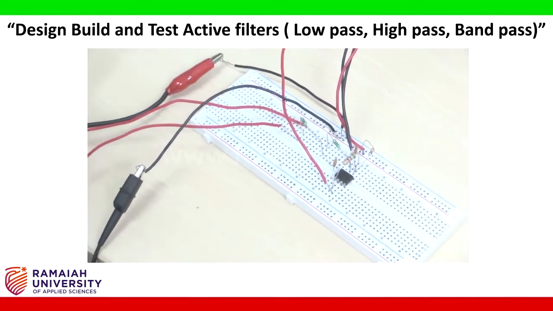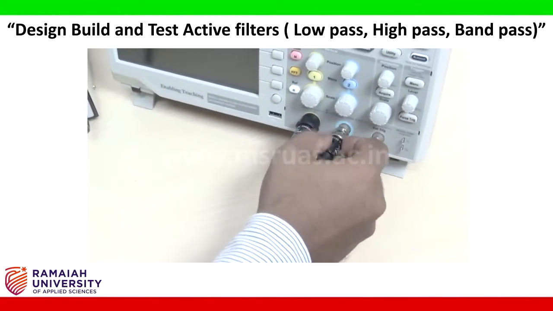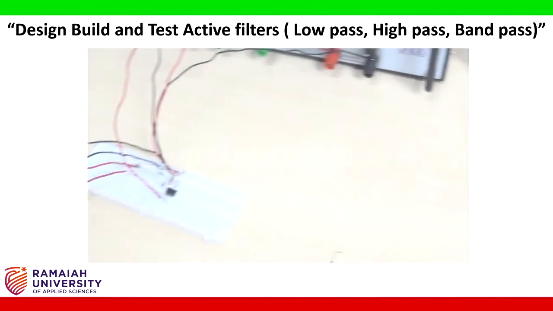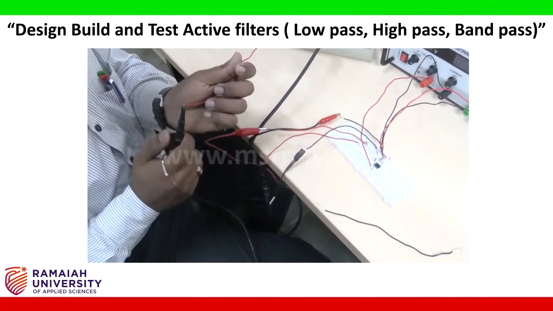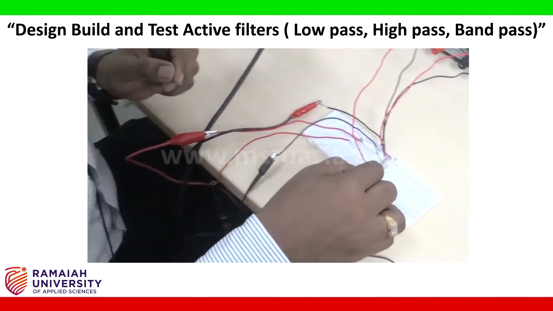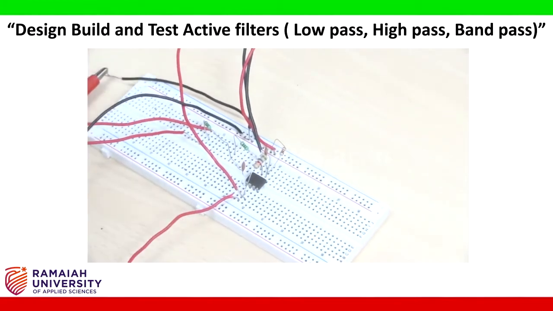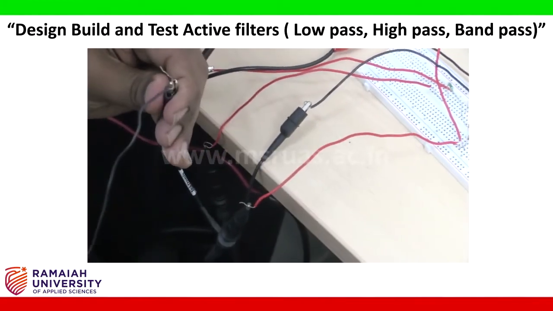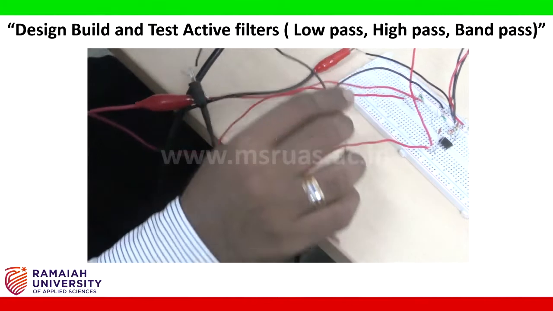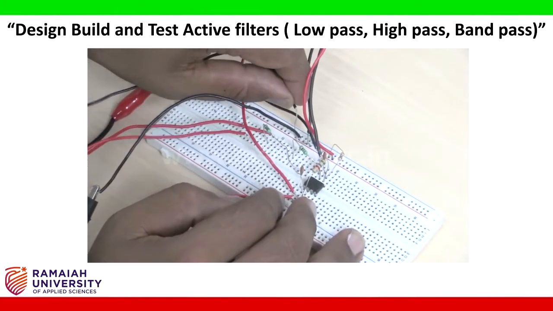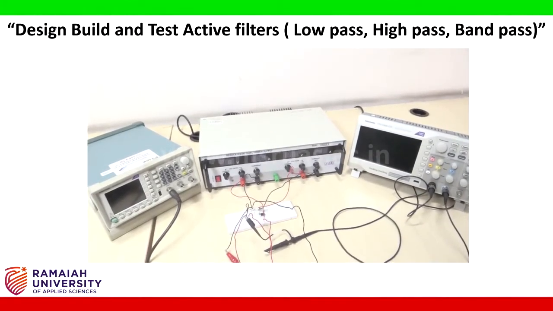I am taking another patch card to see the output. The positive end I will give on to pin number 6. This is pin number 6, and the negative end given to the output ground. This is ground. This completes the circuit connection of the active filter design.